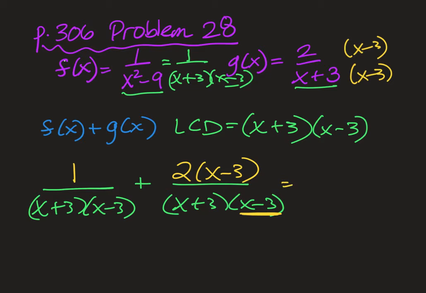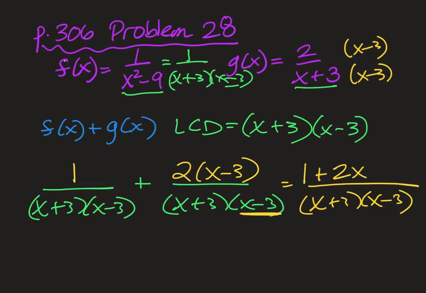Okay, and now I'm ready to add or subtract my numerators. In this case, I'm adding. I'm leaving my LCD the same. And then the top will be a 1 plus a 2x minus 6 when I distribute that. I'm distributing just a positive 2. If it had been subtracting these functions, which will be next, then I would have to distribute a negative 2.